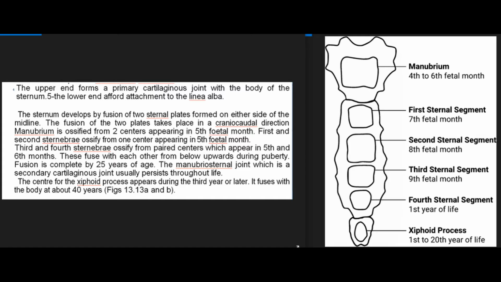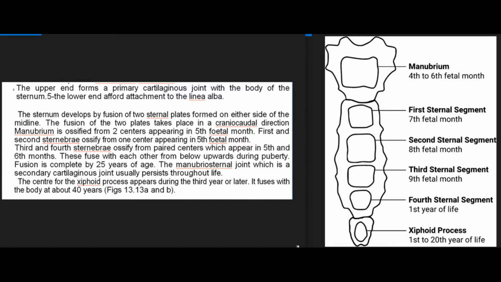The sternum develops by fusion of 2 sternal plates formed on either side of the midline. The fusion of the 2 plates takes place in a craniocaudal direction. Manubrium is ossified from 2 centers appearing in the 5th fetal month. First and second sternebrae ossify from 1 center appearing in the 5th fetal month.